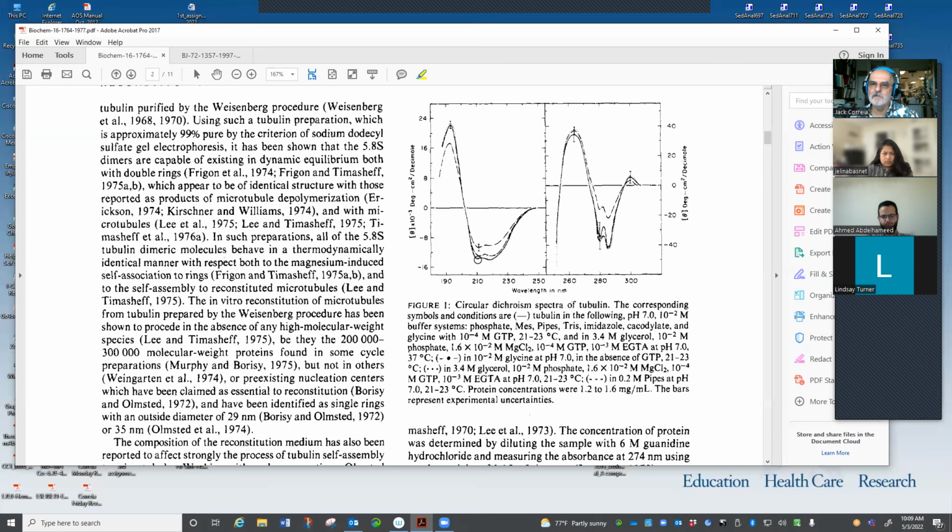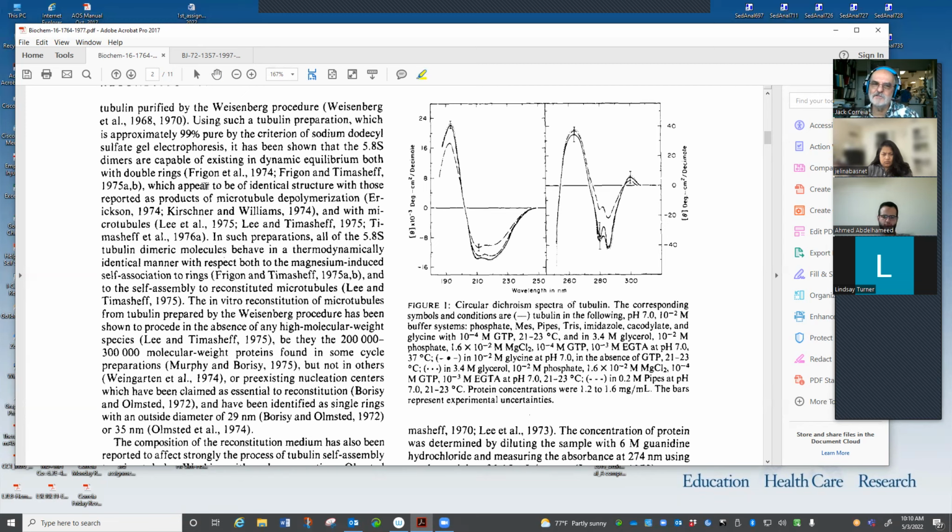You can see these classic minima at 208 and 222. There's some changes in one buffer. I have trouble figuring out which buffer that symbol is looking at, but within error, none of the conditions dramatically changed the secondary structure. And I think this line and this line here might've been similar, but this is what is called the aromatic region. We talked about this, and this is the region where you're looking at sort of tyrosine, tryptophan. And so what they're basically concluding is within a narrow range, there's no dramatic change in protein secondary structure.